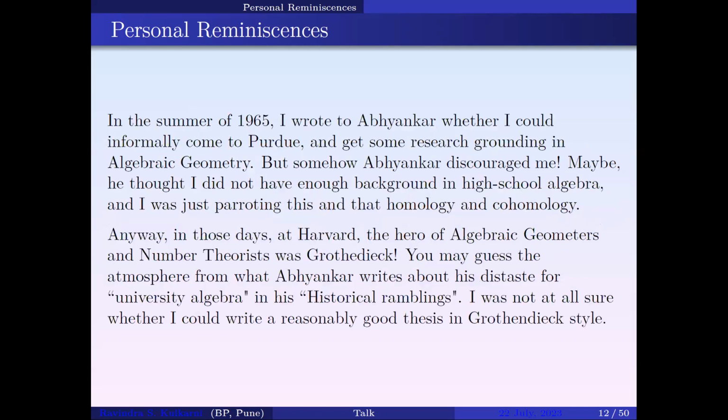In the summer of 1965, I wrote to Abhyankar whether I could informally come to Purdue and get some research grounding in algebraic geometry. But somehow Abhyankar discouraged me. Maybe he thought that I did not have enough background in high school algebra, and I was just parroting this or that homology and cohomology. He used to say that openly in our conversations. Anyway, somehow, I don't know why he discouraged me to come to Purdue.